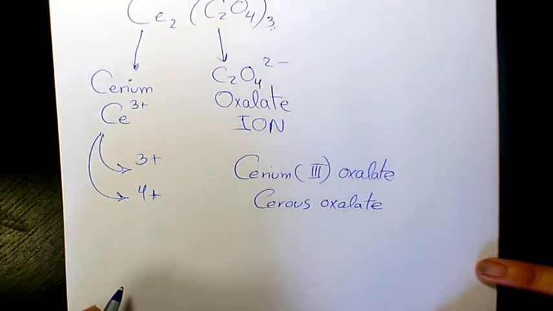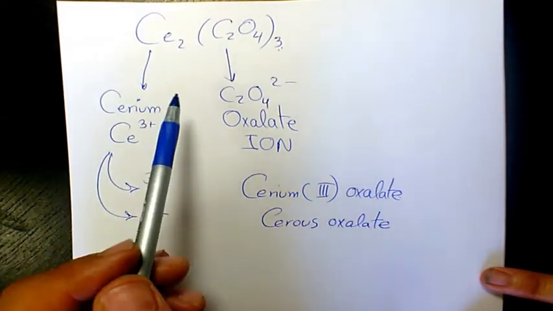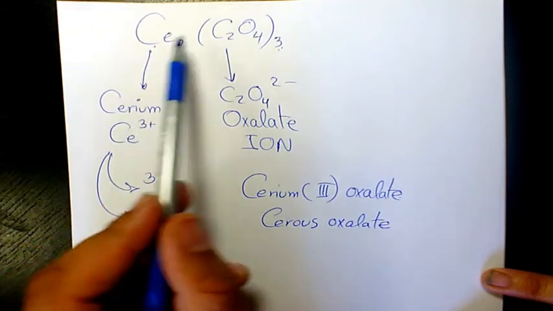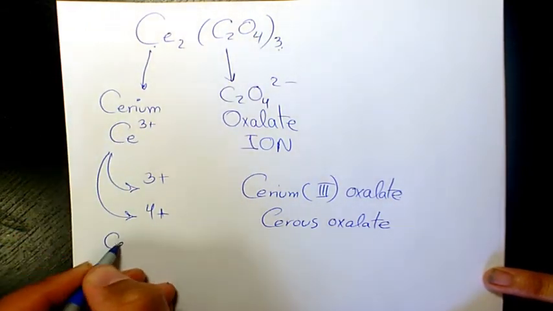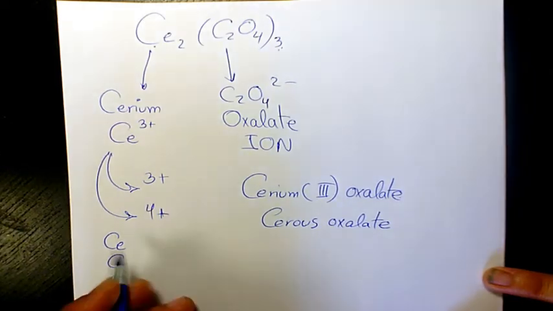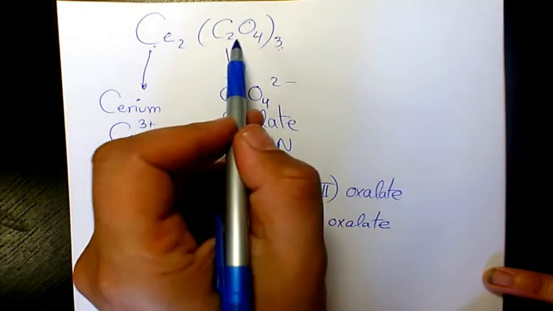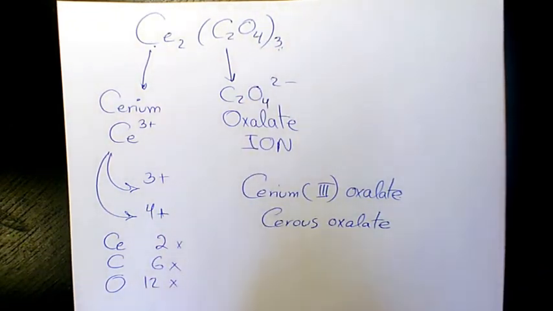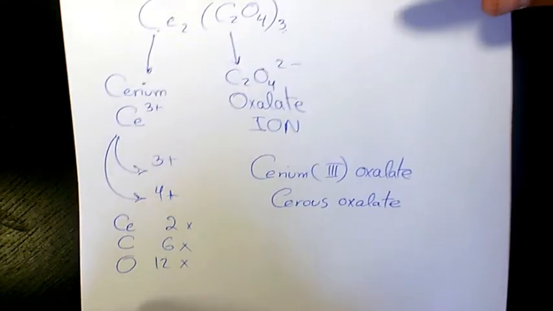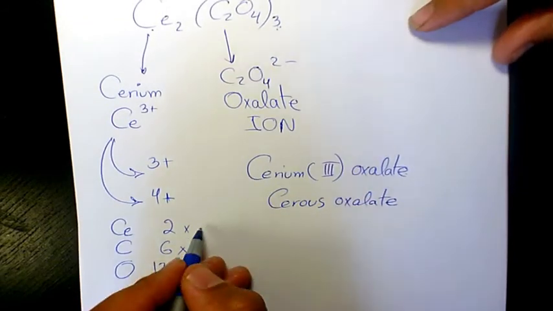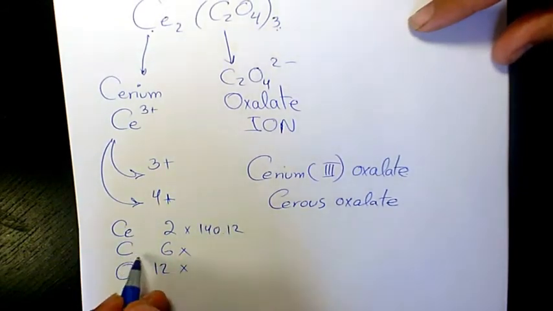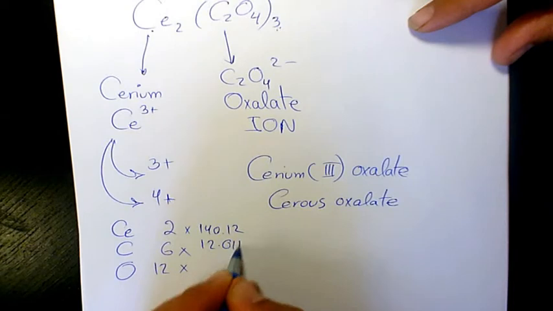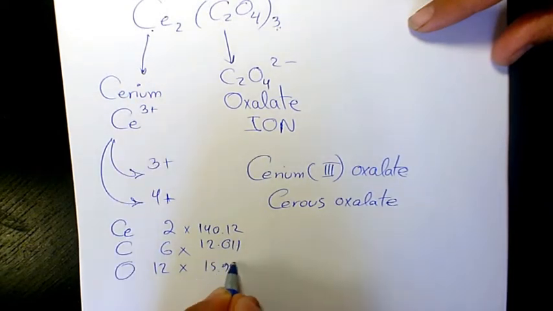Now let's see how to find out the molar mass. In order to find molar mass or molecular weight, we need to see what kind of elements we have. We have cerium, we have carbon, and we have oxygen. We have 2 cerium, we have 2 times 3, 6 carbon, and we have 4 times 3, 12 oxygen. We need to find out the atomic mass of each of these elements using the periodic table. Cerium is 140.12, carbon is 12.011, oxygen is 15.999.